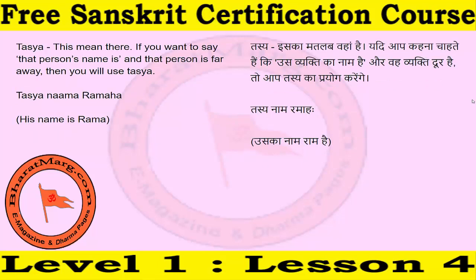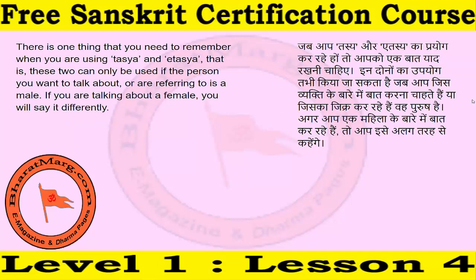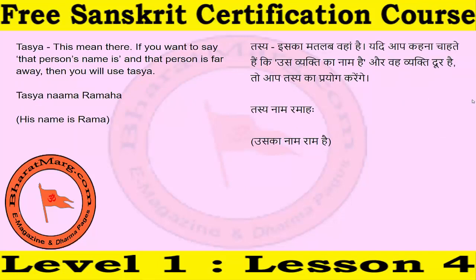Tasya. This means there. If you want to say that person's name is, and that person's far away, then you will use tasya. Tasya nama Ramaha. His name is Rama. Etasya. This means here. If you want to say that person's name is, and that person is close by, then you will use etasya. Etasya nama Krishnaha. His name is Krishna.